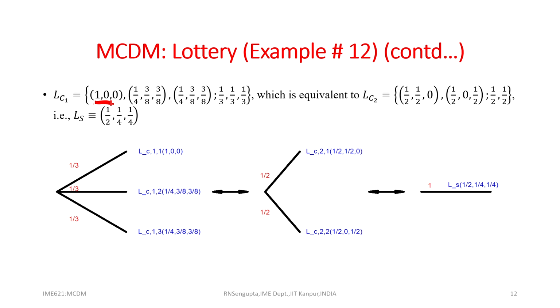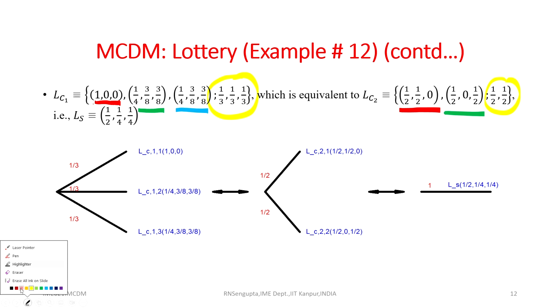Now the corresponding values of the arms for the compound lottery are given as below. The first one I am marking in red, the second one in green, and the third one in blue. So it is 100, and the arms are 1/4, 3/8, 3/8, with the corresponding probability values highlighted in yellow, 1/3, 1/3, 1/3. The second example is another compound lottery, where one arm is half, 1, 0, and the other is half, 0, 1, with the probabilities being half and half.